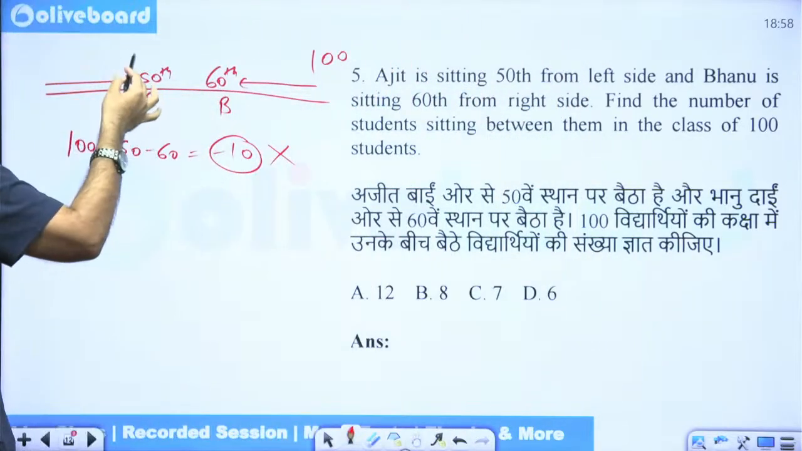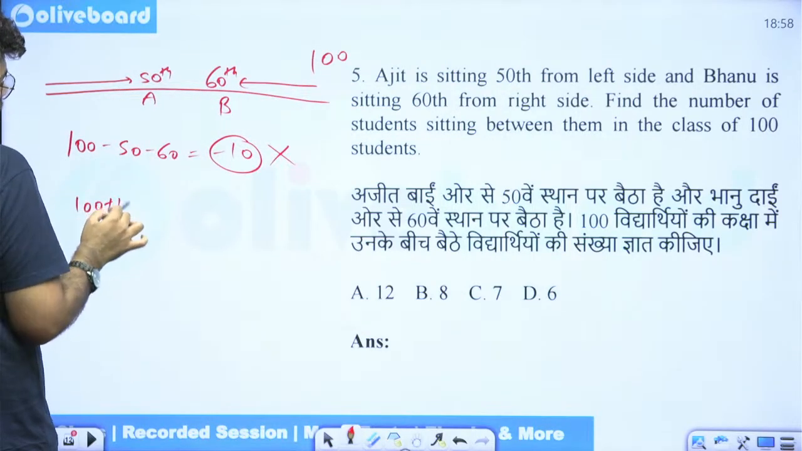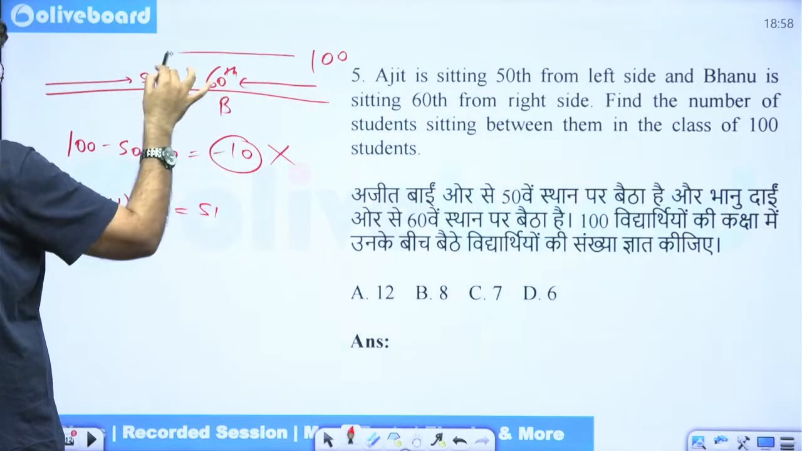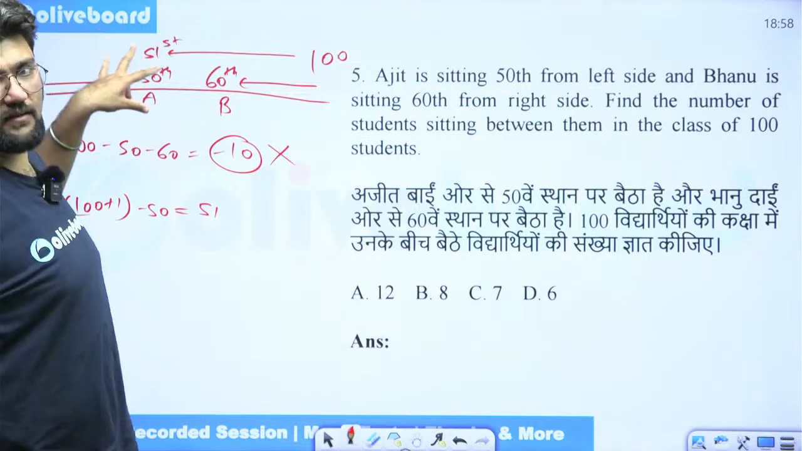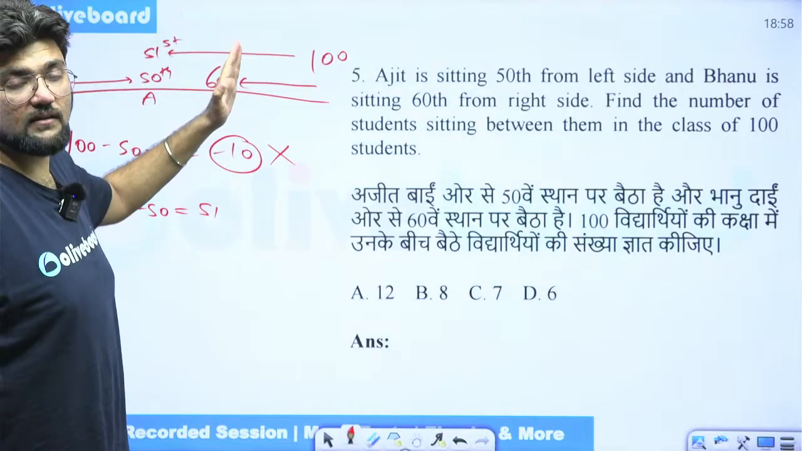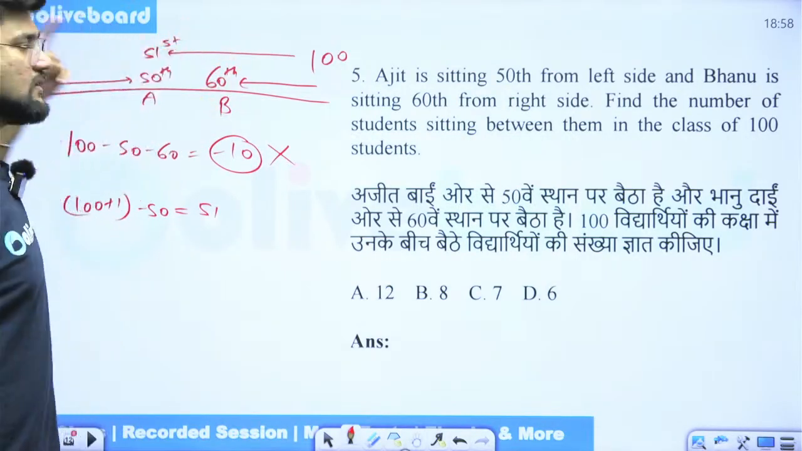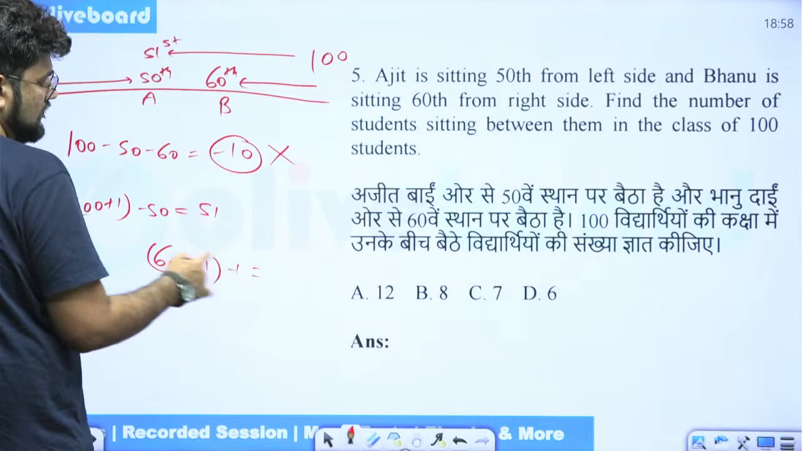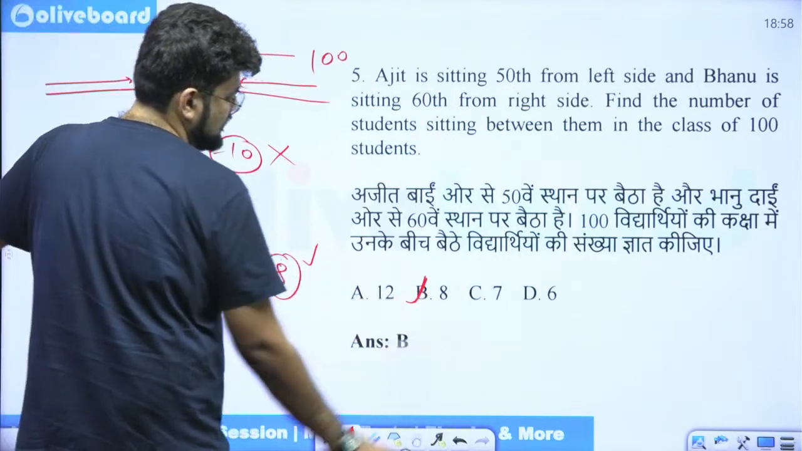We'll find out any one person's rank from the other end. We'll say 100 plus 1 minus 50, which gives 51. But you see something wrong again, because from this one end, this guy is ranked 60th, but the person who is after him is ranked 51st. Strange. But can we find the answer? Yes, we can. 60 minus 51 minus 1, 9 minus 1, the right answer. There are 8 people sitting between them.